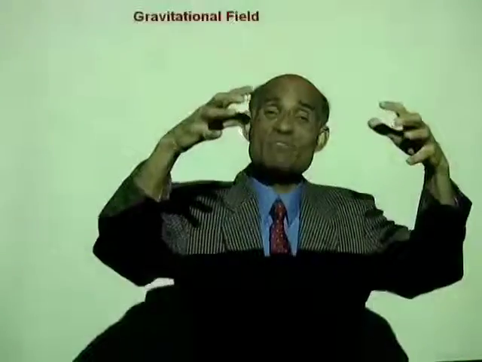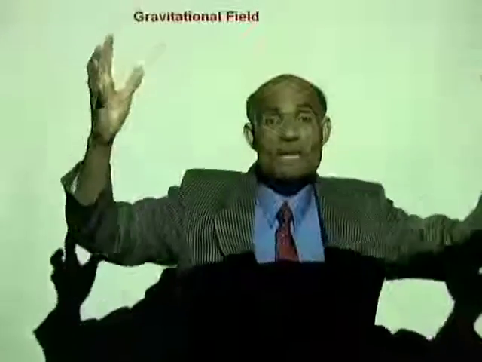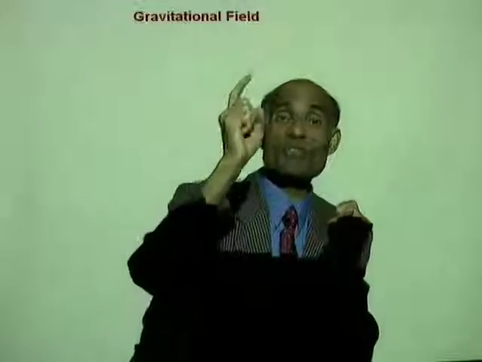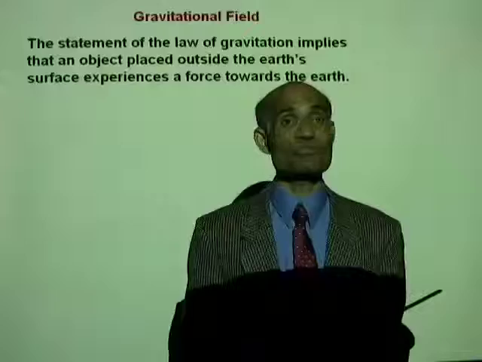Now, you can use the same meaning to describe a gravitational field. Earth has a gravitational field. In other words, the space surrounding the Earth, where the Earth will exert a force on other objects, is the gravitational field of the Earth. So, gravitational field of an object is a three-dimensional space around that object, where that object will exert force on other objects. That is the definition of a force field.